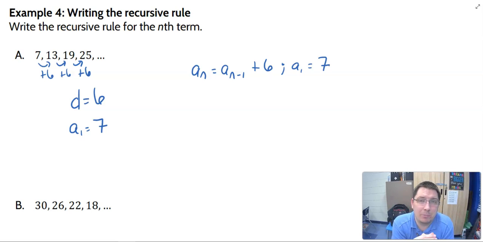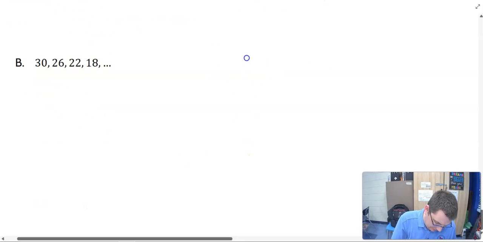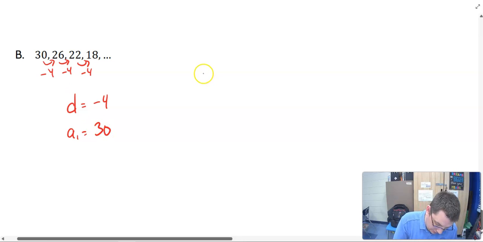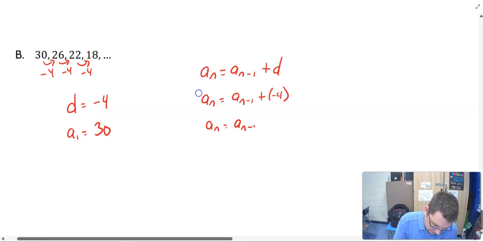All right, so let's look at example B, the last example we've got here. In example B, again, we know the common difference because we did it on the previous problem. We are subtracting 4 from each term. And so our d is equal to negative 4. And our first term is 30. And so to write the recursive formula, a sub n is equal to a sub n minus 1 plus d. And the only thing that gets replaced in the recursive formula is the d. And so it's plus negative 4, or we could rewrite it so that it's minus 4. This is the recursive formula.